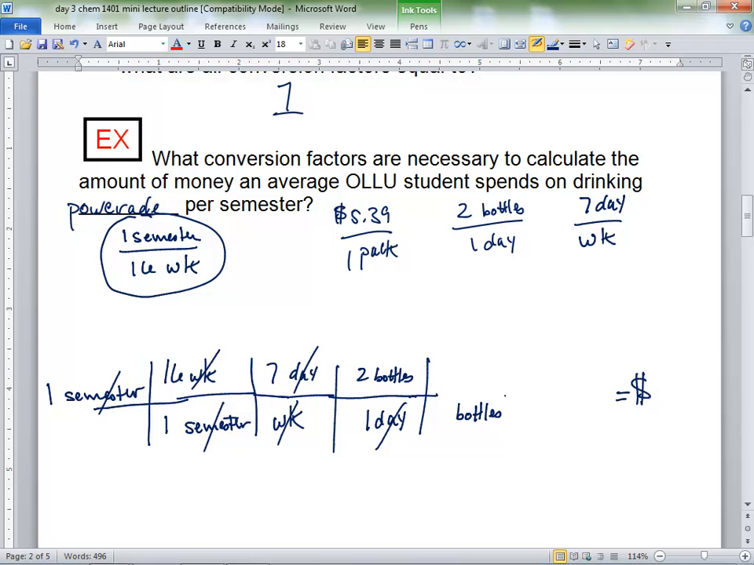8. Those are big bottles. Okay, a pack is $5.39, right? So bottles are gone, pack is gone, we're in money, finally.